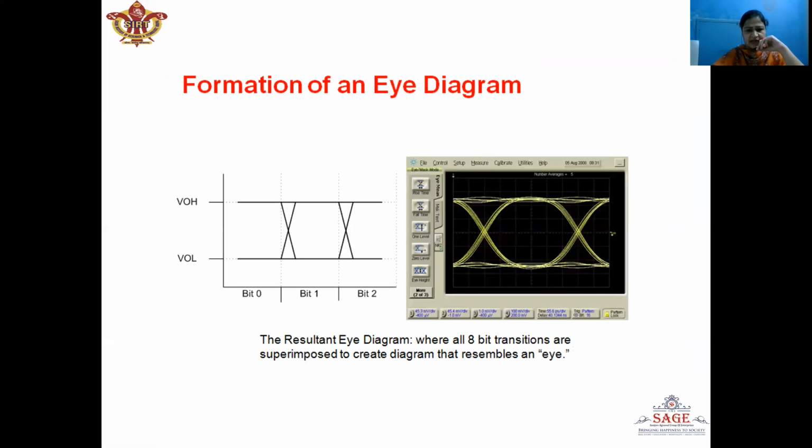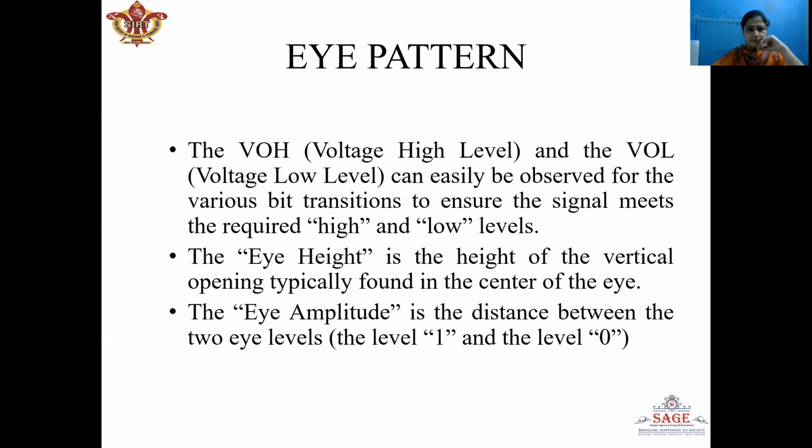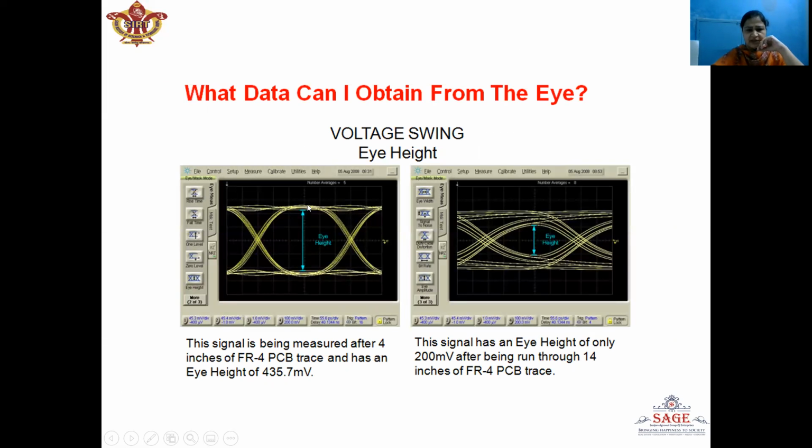Now, the resultant eye diagram is formed where the 8 bit transitions are superimposed to create the diagram, which we can see resembles an eye. So it is known as eye pattern diagram. Here, as I already discussed, VOH and VOL represent the high voltage level and low voltage level respectively. The eye height is the height of the vertical opening typically found in the center of the eye. So here we can see the eye height.